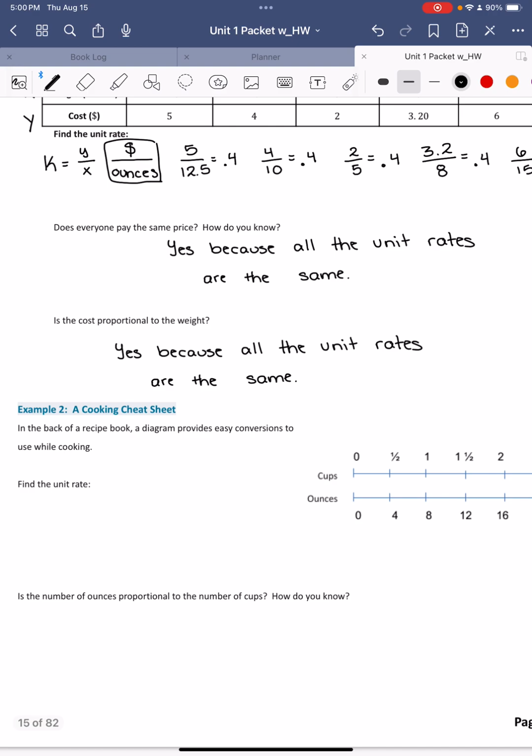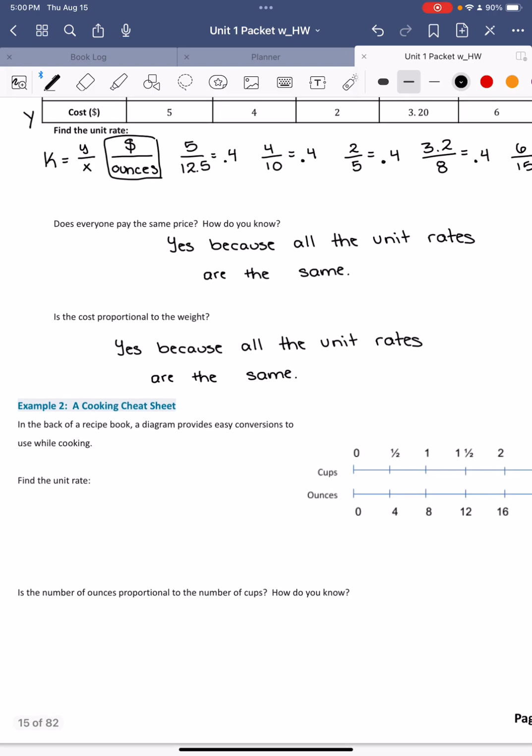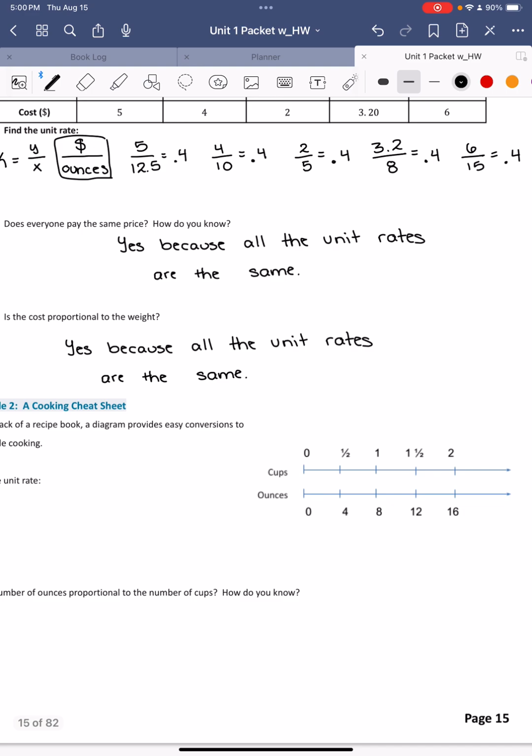Okay, let's try this one again. Try another example. So it says, in the back of a recipe book, a diagram provides easy conversions to use while cooking. Find the unit rate. All right, so the first thing I want to figure out here, now this is no different than our table, it's just 2 line graphs, but the same thing.